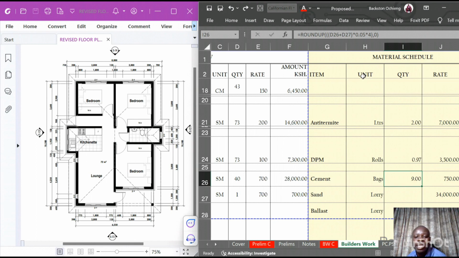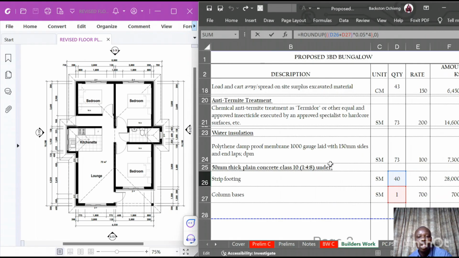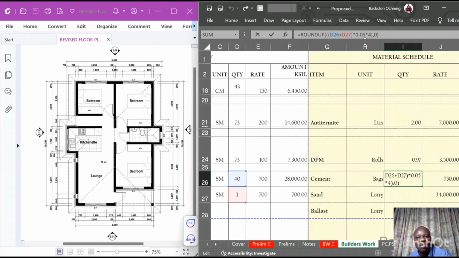In this case, once you have that, now we need to convert those particular areas into the constituents of concrete. That is cement, sand, and ballast. Okay. So what you'll do, like in what I've done here, take the two, we've added the 40 plus 1, to give us the total area of the blinding under the footing and the column bases. Then you multiply by 0.05 to convert it into volume, because what we have is in square meters. So we are going to convert it into volume by multiplying by 0.05.